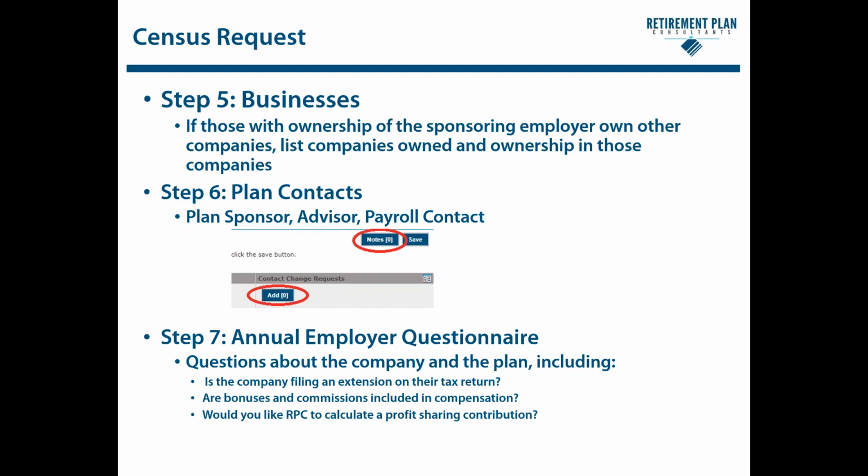Another question is whether bonuses and commissions are included in compensation. This is also very important because it can affect the percentage of the employer contribution. We also ask if you would like RPC to calculate a profit-sharing contribution, and if you would, there is another line to enter the total dollar amount or manner in which you would like RPC to calculate a profit-sharing calculation. Profit-sharing contributions are deductible to the company and can often be a great way to additionally compensate employees.